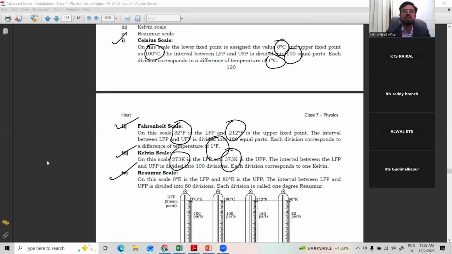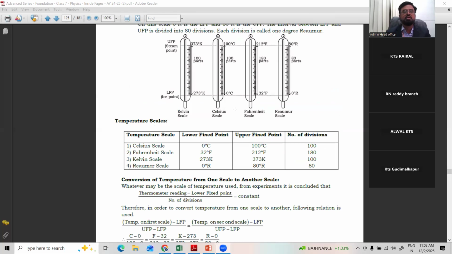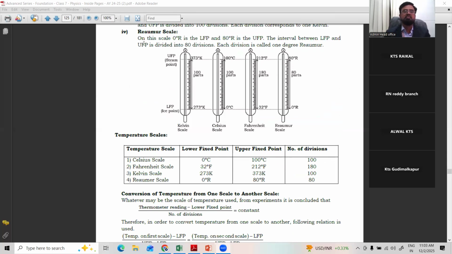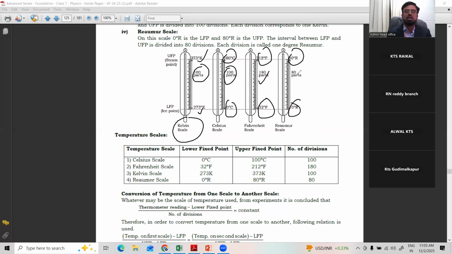Like that, each scale has its own number of divisions and can be used for different purposes. You can see the figure diagrams clearly given here for all 4 scales. See how they are marked. The Kelvin scale starts at 273 and ends at 373, 100 parts. The Celsius scale is 0 to 100, 0, 1, 2, 3, up to 10 and so on, total 100 parts. Fahrenheit is 32 to 212, total 180 parts. And 0 to 80, total 80 parts.